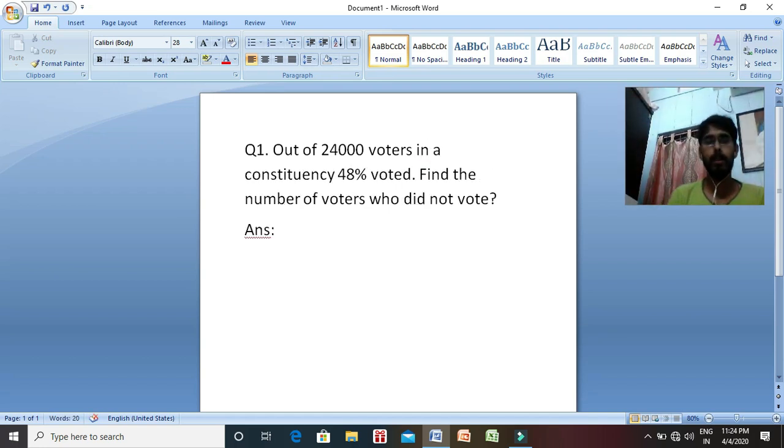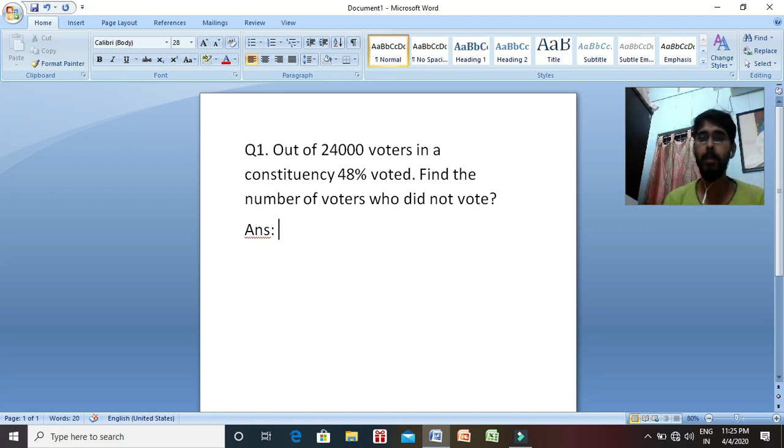All right. So the first question goes like this. Out of 24,000 voters in a constituency, 48% voted. Find the number of voters who did not vote. Now see, this question can be done in multiple ways. The first way can be that we know already that 48% has already voted. So the remaining percentage will not vote, that is for sure. And the remaining percentage shall be 100 minus 48%. So that will not vote. And we know 24,000 is the total number of voters, which constitutes 100%. So like this, we can solve in one way.